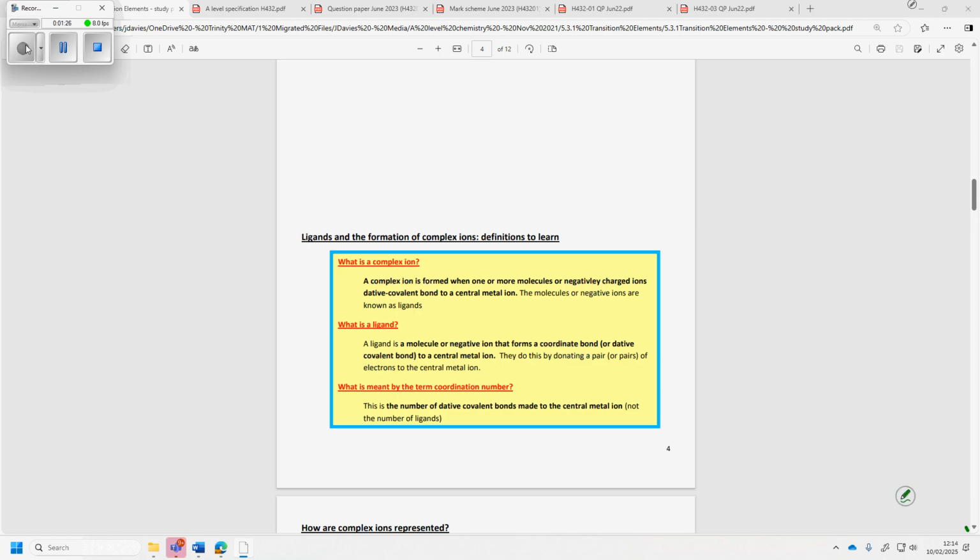It's not the number of ligands. That's really, really important. So we've got the number of dative covalent bonds to that central metal ion. And that will become clearer as we go through this next section.